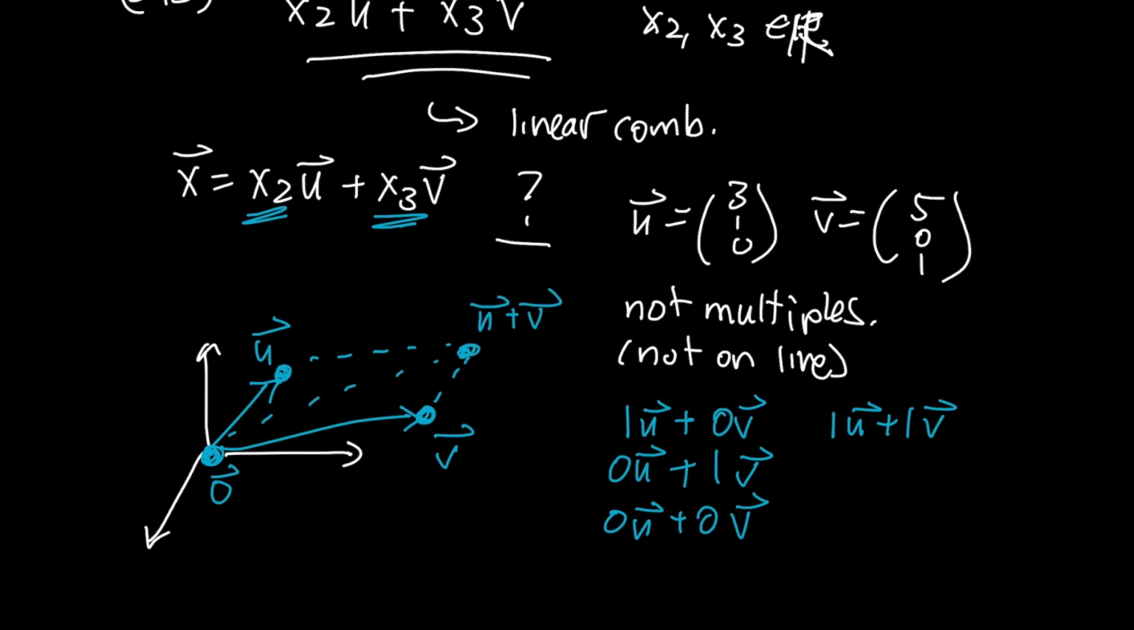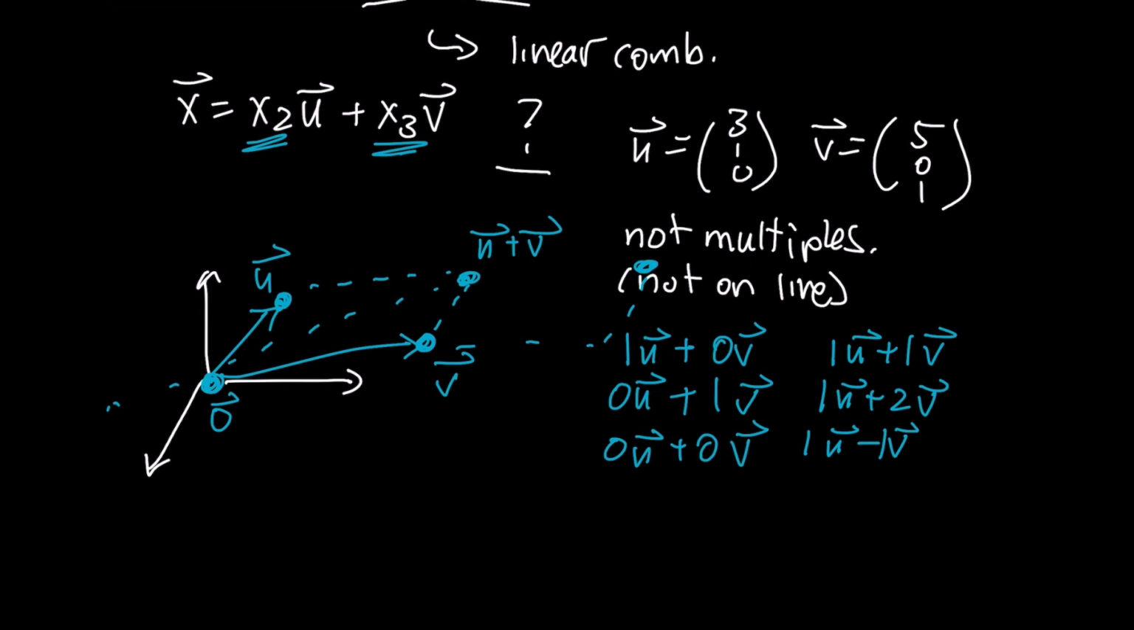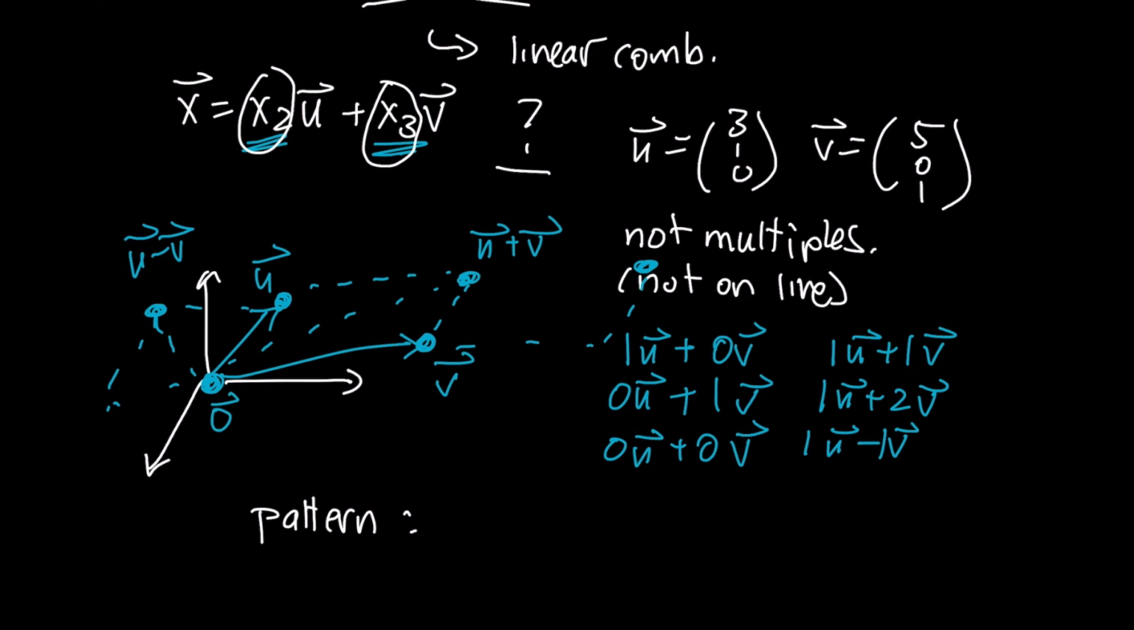Now, I don't have to stop there. I could take 1 bunch of u and 2 bunches of v, so that would take me out somewhere over here. I could take negative bunches of these vectors. So I could have 1u subtract 1v. So this would take me out somewhere over here. And if I were to take every possible multiple of the first vector along with every possible multiple of that second vector, what we would find is that there would be a pattern. This would create what's called a plane in R3.